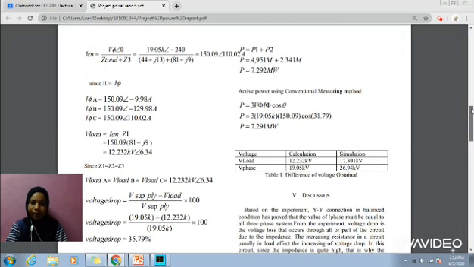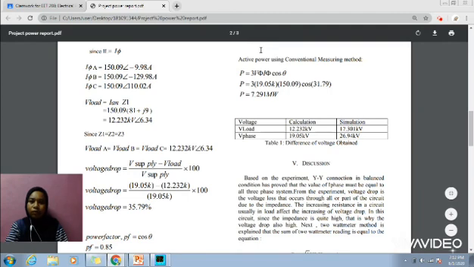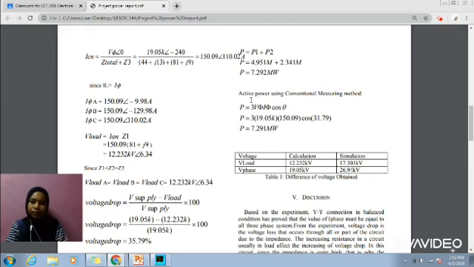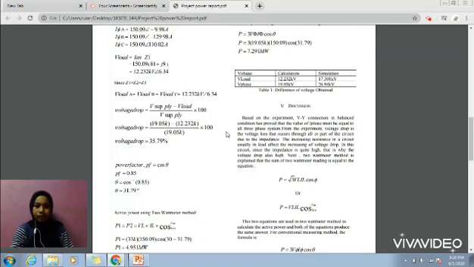So, okay, here. This is the value of the two-wattmeter method, and this is for the conventional measurement method, where we use the V phase and I phase. So we get the same value of the active power, even though we use different parameters, which are I line, V line, and V phase, I phase. Based on the experiment, a balanced condition of circuit must have equal values of I line.